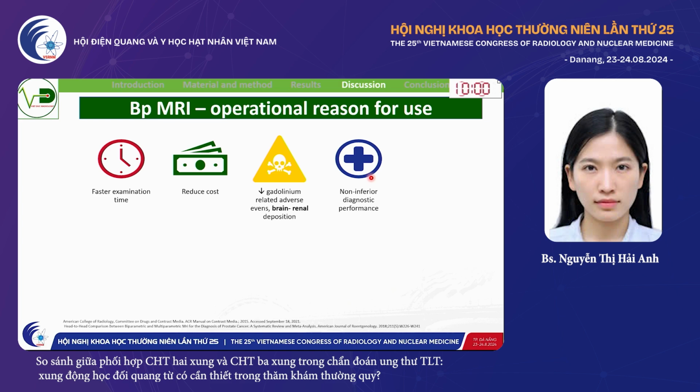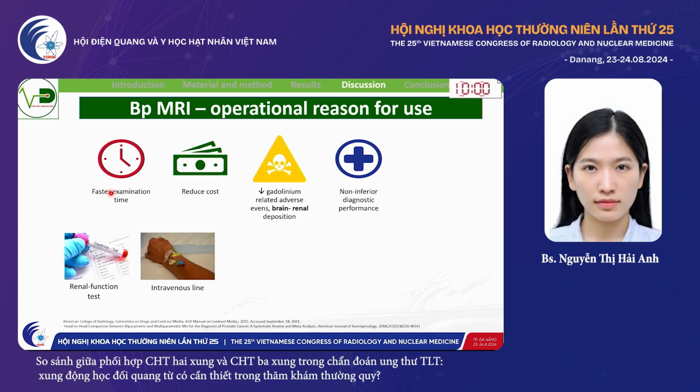So why should we consider using the biparametric? There are several reasons. Firstly, it is a faster examination. Biparametric MRI not only shortens the time for imaging, it also shortens the time to prepare the patient, including the time for the renal function test or placing the intravenous line.